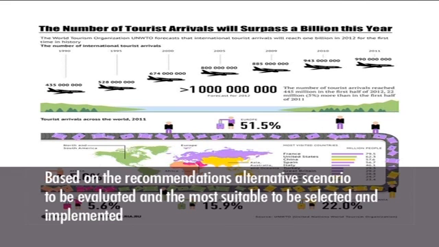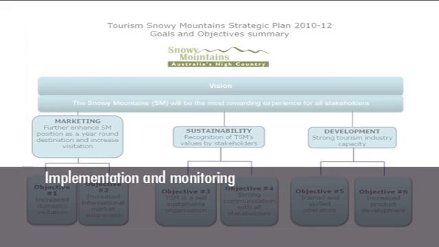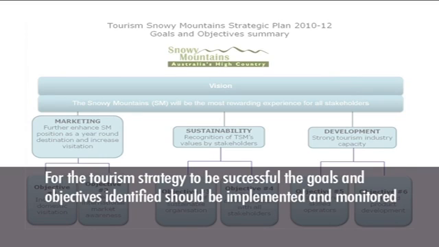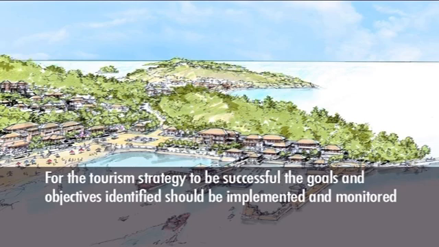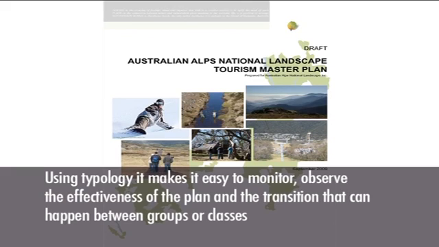Recommendations. Alternative scenarios are evaluated and the most suitable one selected for implementation. Implementation and monitoring. For the tourism strategy to be successful, the goals and objectives identified should be implemented and monitored. Using typology makes it easier to monitor and observe the effectiveness of the plan and to study the transition that can happen between groups or classes.